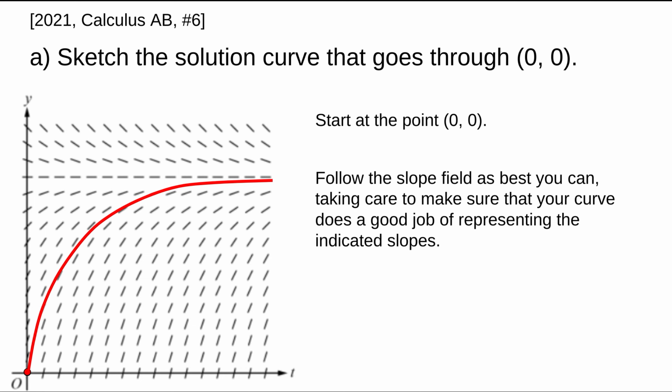It's not obviously wrong. Notice I do have horizontal slope field behavior at what looks like y equals 12, and I approach that as if it's a horizontal asymptote, which is what you would expect. Don't do anything that's obviously wrong.